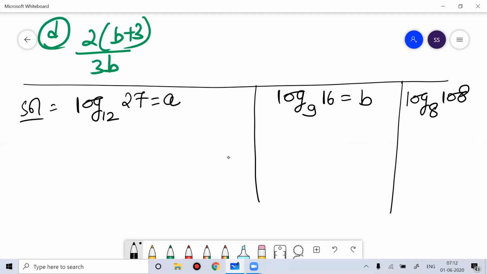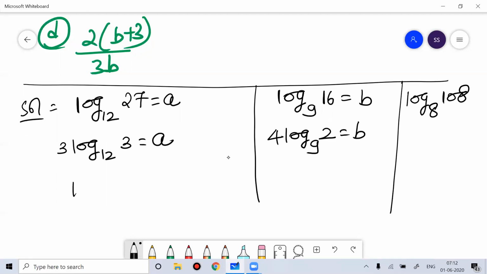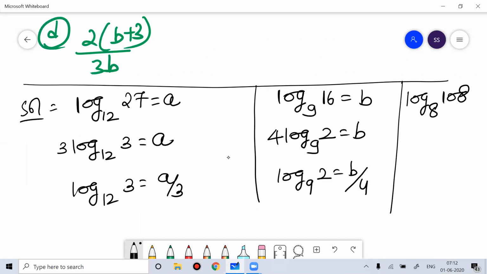So what we can do, can I write 27 as 3 to the power 3? So this is 3 log base 12 of 3 is equal to a. 2 to the power 4 is 16. This is 4 log base 9 of 2 is equal to b. We can write log base 12 of 3 is equal to a by 3. Log base 9 of 2 is equal to b by 4.